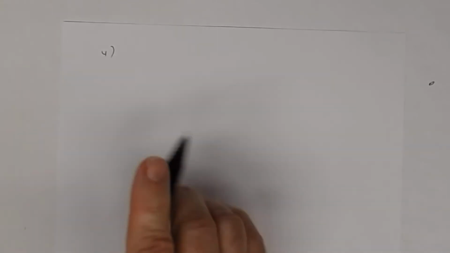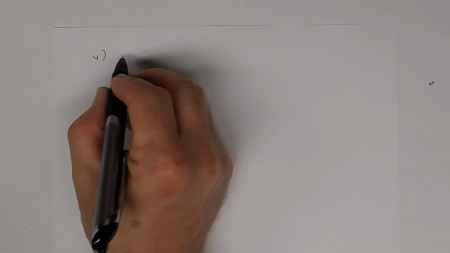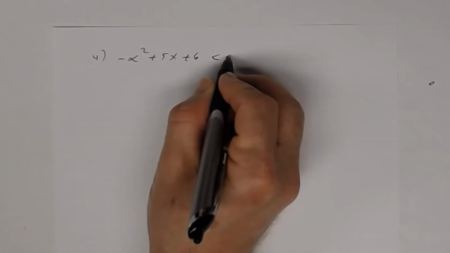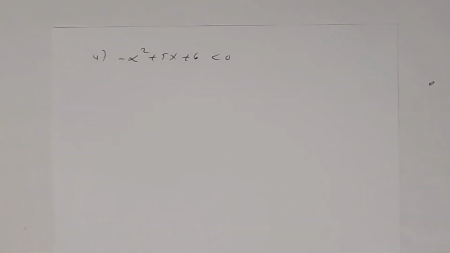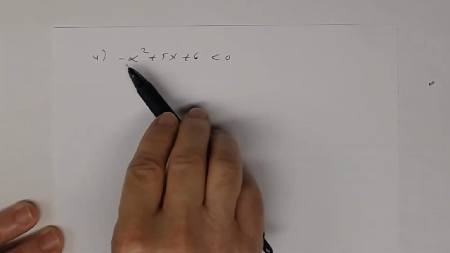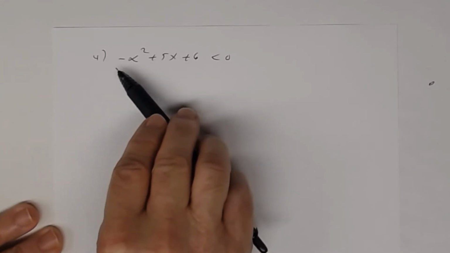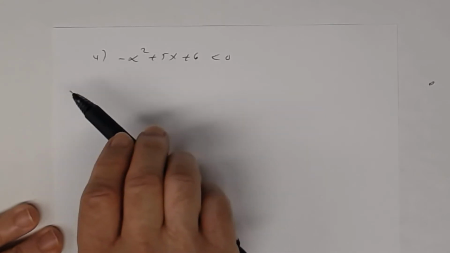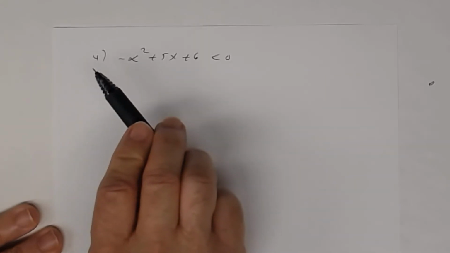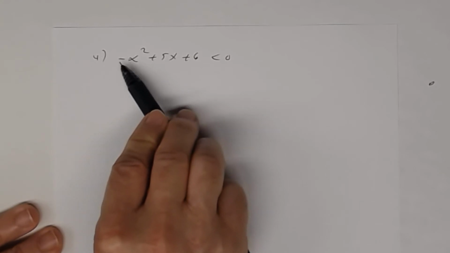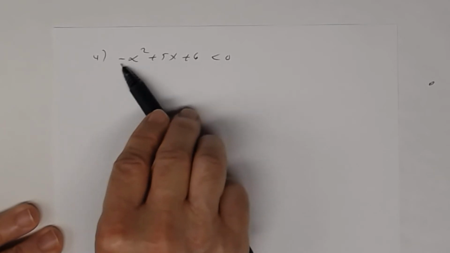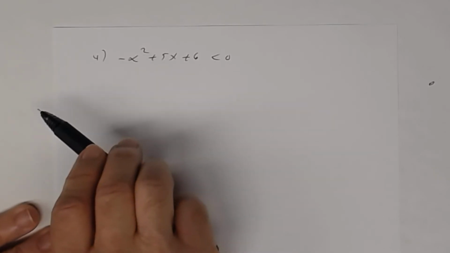All right, number 4. We have negative x squared plus 5x plus 6 is less than 0. Now you got to be careful with this one. In all the other problems, you notice that the coefficient of x squared was positive. This is negative. So be careful when the coefficient of x squared is negative. What I suggest you do, since this coefficient of x squared is negative, is you multiply both sides by negative 1. So to get this to be positive, you multiply by negative 1.